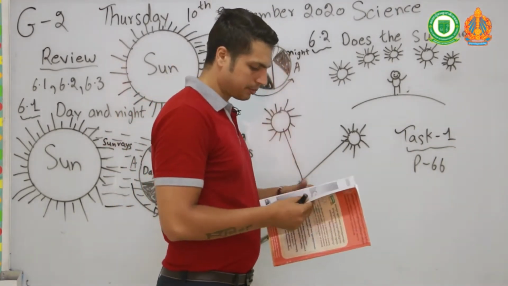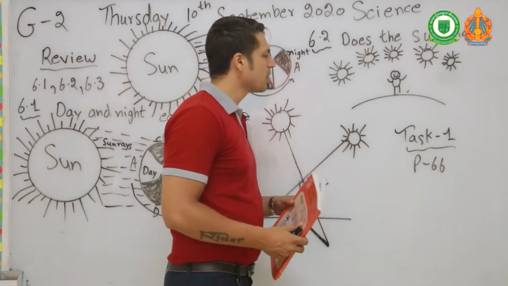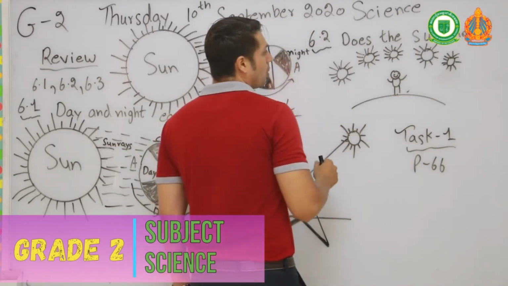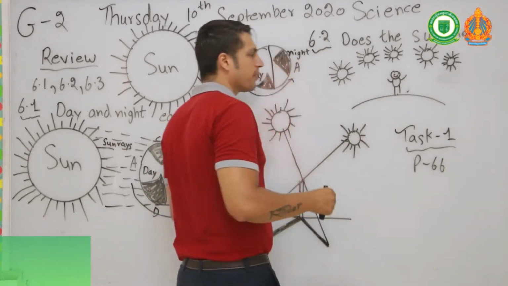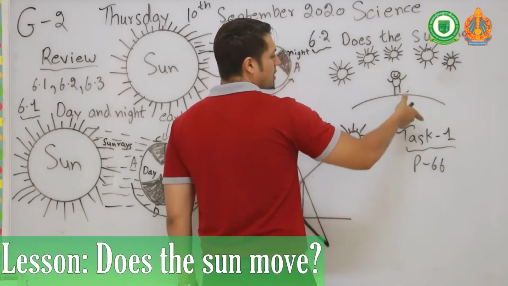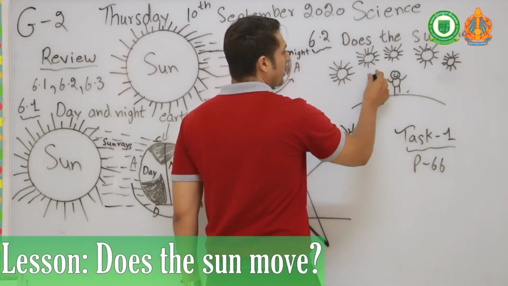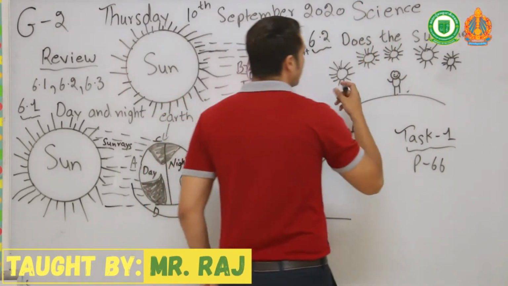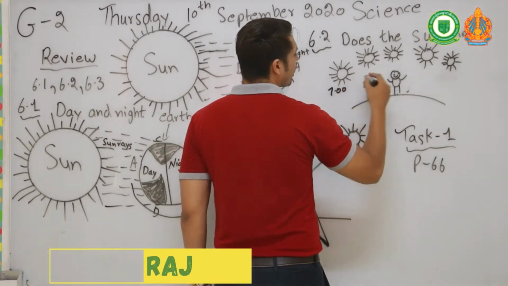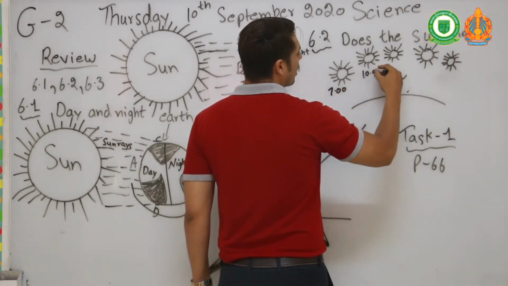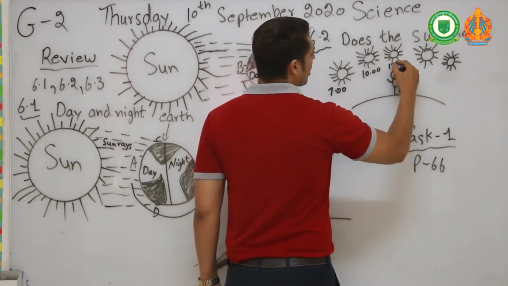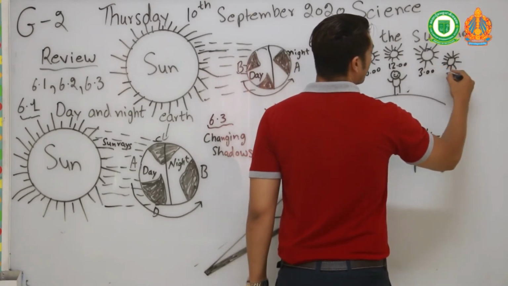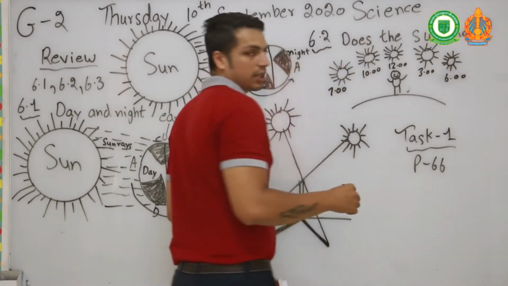Next, 6.2, does the sun move? Let's have a look here. Here is a person. In the morning you will see the sun here, because the earth is spinning this side, and then you see it here, then on top of you at midday. Suppose here we have 7 o'clock in the morning, and then 10 o'clock, and then 12 p.m., afternoon, and then 3 o'clock, and here we can say 6 o'clock, when the sun sets.